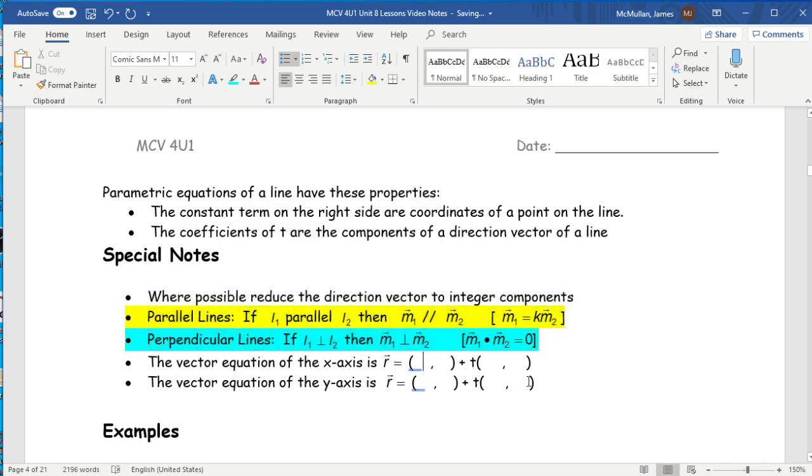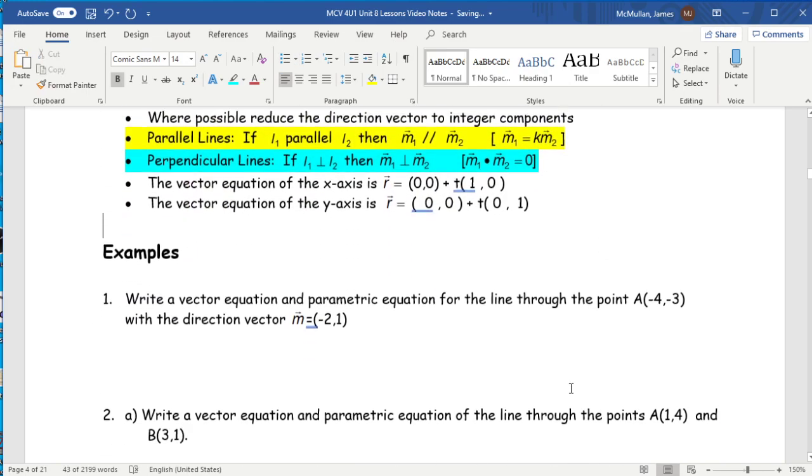All right, the vector equation of the x-axis. Well, the x-axis passes through the point 0, 0, and it only moves left and right. It does not move up and down. So the vector equation of the x-axis would be 0, 0 plus t times 1, 0. It could move anywhere you want to the right if t is a positive number, and anywhere to the left if t is a negative number, but it can never move up and down. Similarly, the y-axis would start at 0, 0, and it would be parallel to 0, 1, because it could move anywhere up and anywhere down, but it can't move at all left or right. So again, just a couple of things to take note of there.